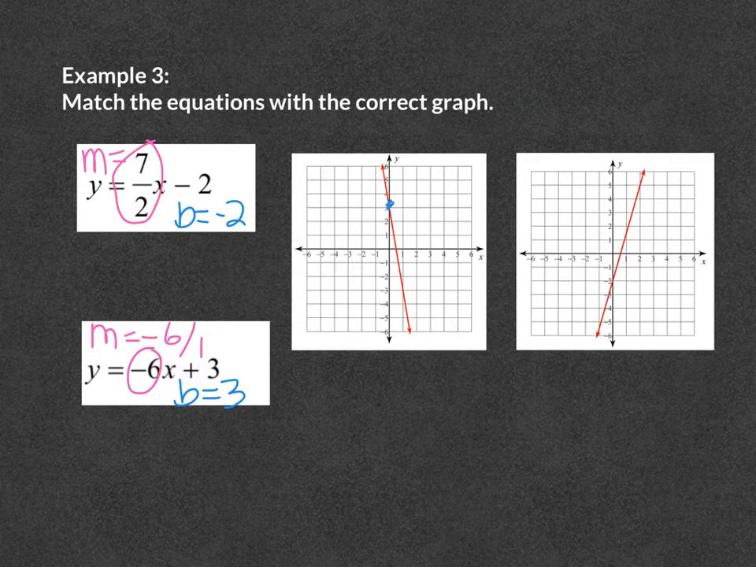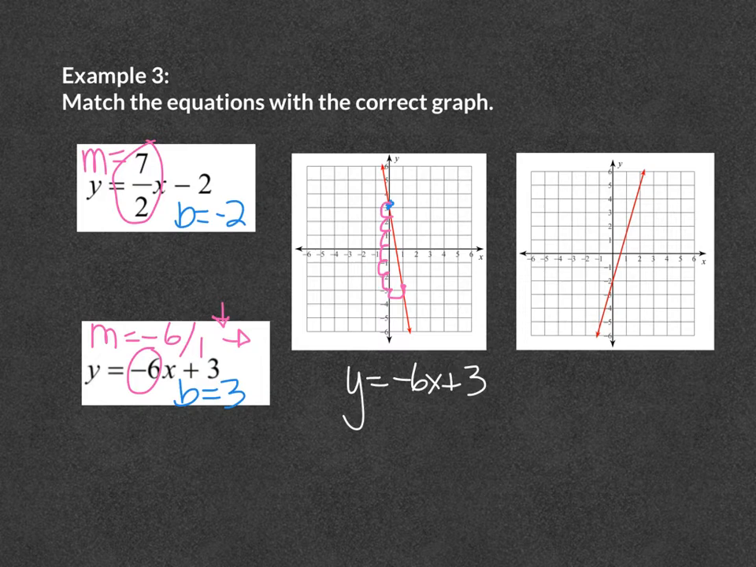And I notice that my slope is -6 over 1, so that means I'm going to go down 6, and then we go to the right 1. So starting at the y-intercept, go down 6, 1, 2, 3, 4, 5, 6, to the right 1. And it matches up because that is the correct line. So y equals -6x plus 3.